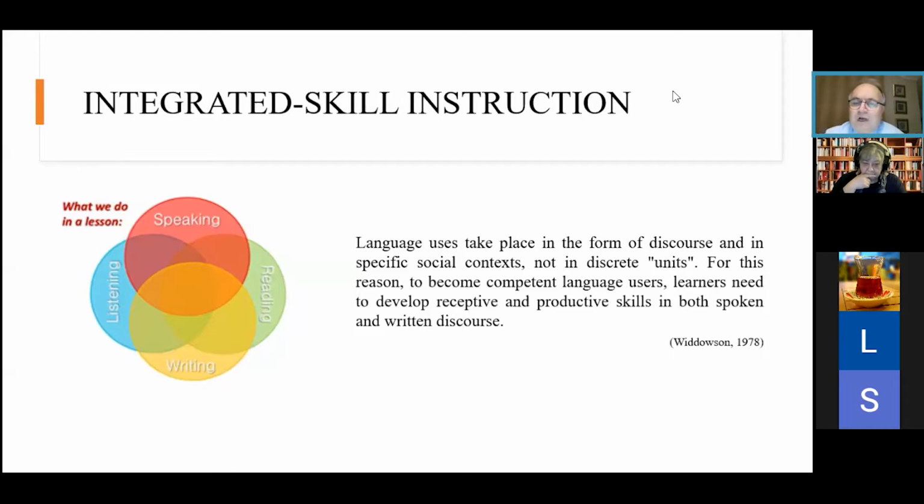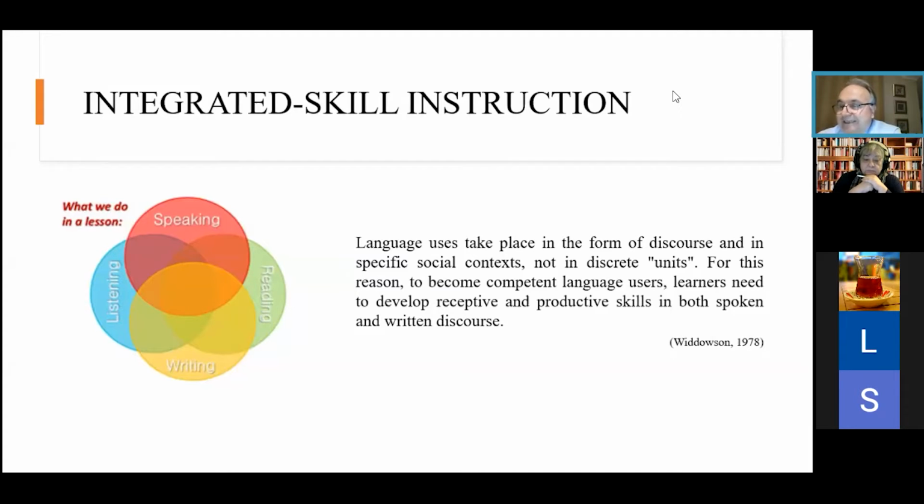By the way, what do I mean by receptive and productive? Let me clarify these two expressions. When we say receptive skills, we mean reading and listening. When we say productive skills, they are writing and speaking. So, before the discussion of the reasons behind skills integration, I would like to refer to Harmer's suggestion.